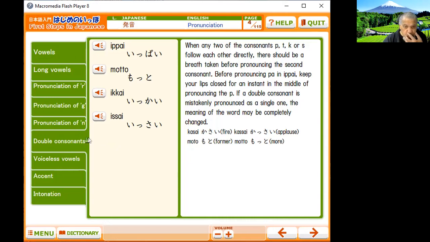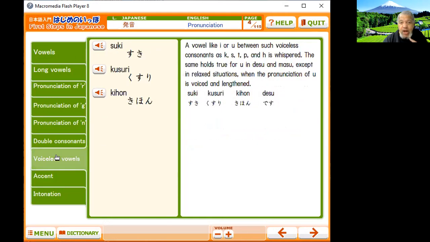Now let's go to voiceless sounds. A vowel like I or U between such voiceless consonants as K, S, T, P, and H is whispered. So suki, not suki with a full U. Listen: suki. It sounds like there's no U. In English we would say ski, but it's really ski, more softly whispered.